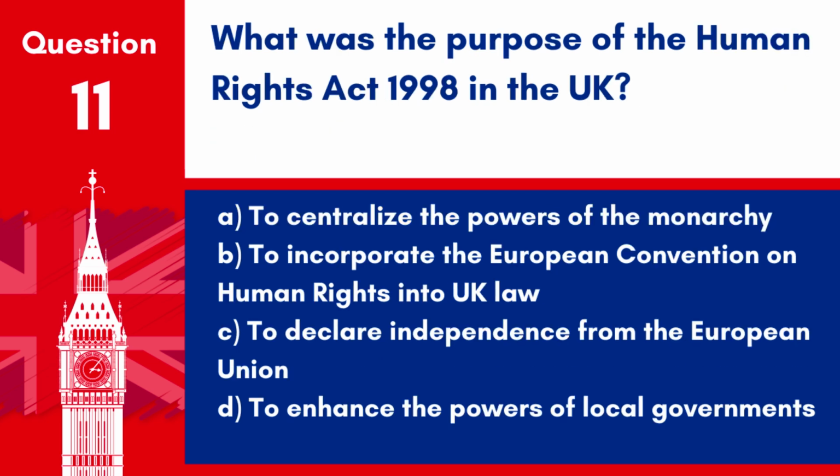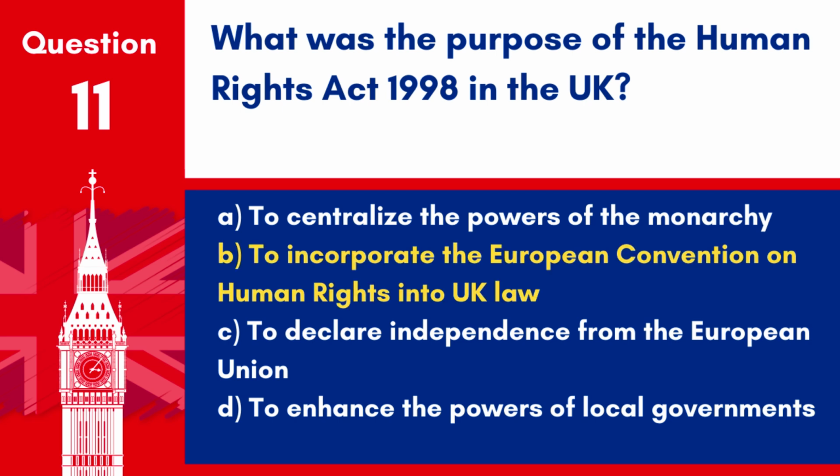Question 11. What was the purpose of the Human Rights Act 1998 in the UK? A. To centralise the powers of the monarchy. B. To incorporate the European Convention on Human Rights into UK law. C. To declare independence from the European Union. D. To enhance the powers of local governments.